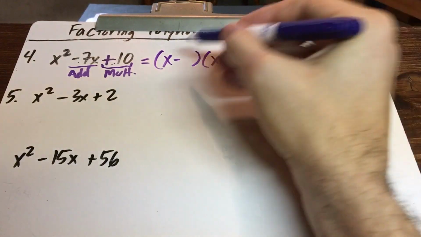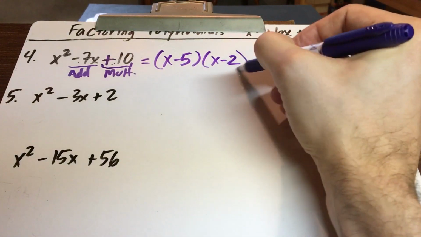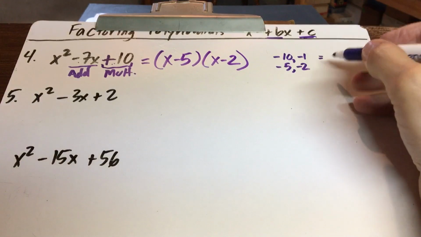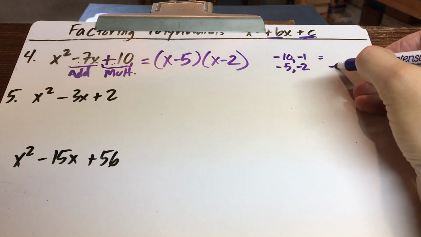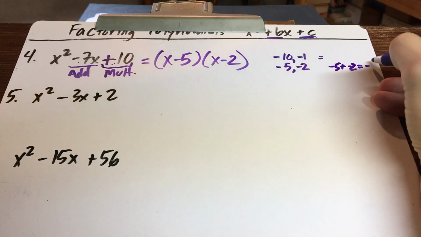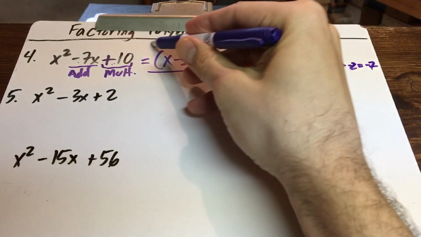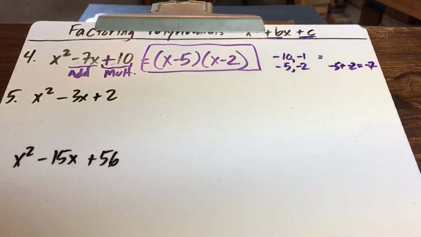This is going to be negative 5 and negative 2, because negative 5 times negative 2 would equal positive 10, and negative 5 plus negative 2 would equal negative 7. Okay, so all of these are going to have two negatives. Let's look at the next one.